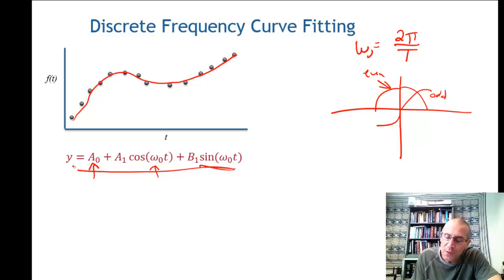Okay, so here's what I want to do. I want to fit it to this function here, and right now I'll just look at one fundamental frequency of sines and cosines. So how would I determine what these coefficients are, A0, A1, and B1?